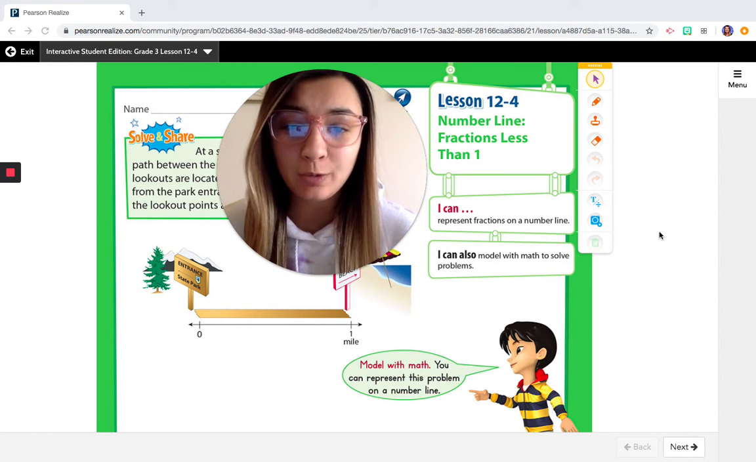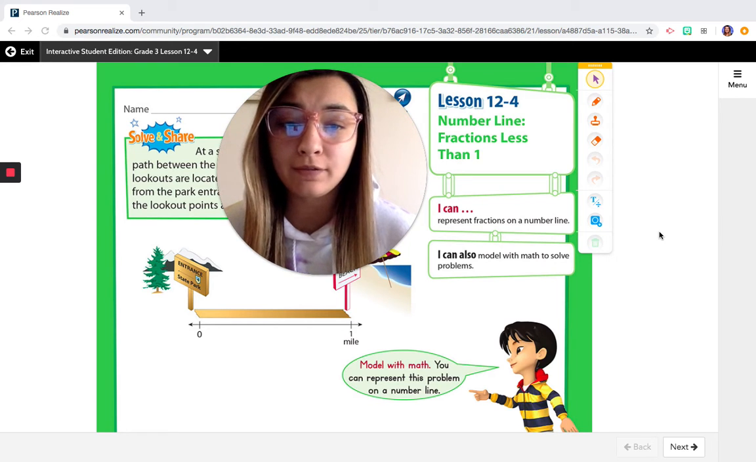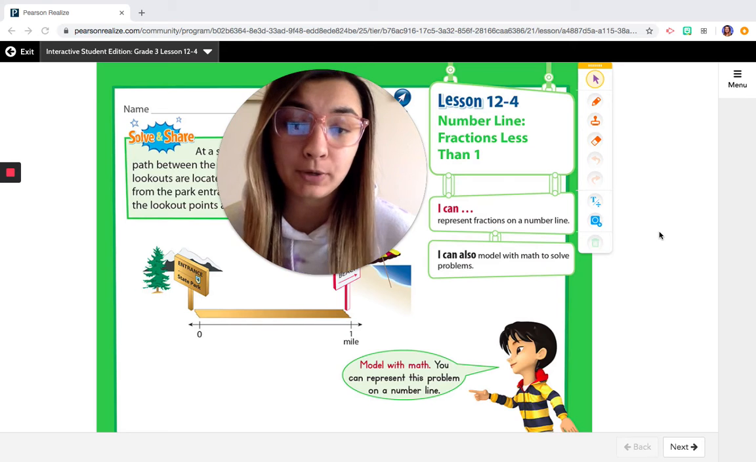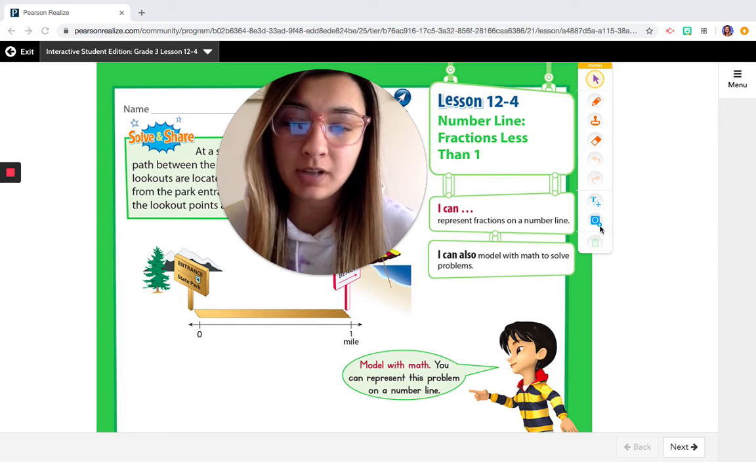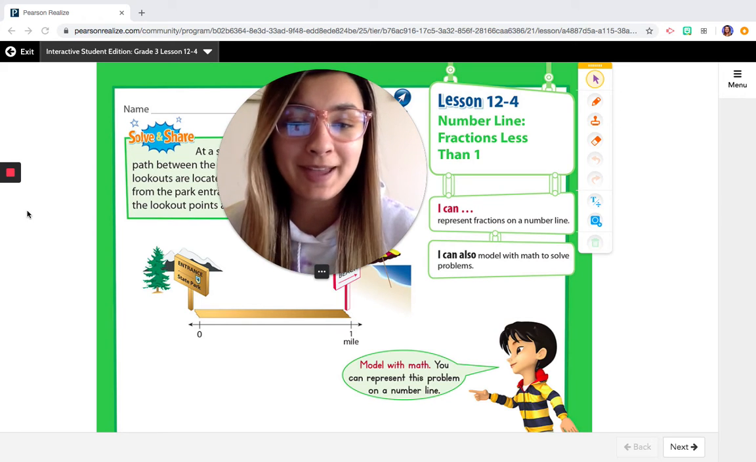So we're continuing with fractions. Our next lesson is going to be showing how to write fractions less than 1 on a number line. We're not going to start out with the solve and share for this one because it's a little bit confusing to me. So I'm going to make myself smaller, go to the right page, and I'll be right back.